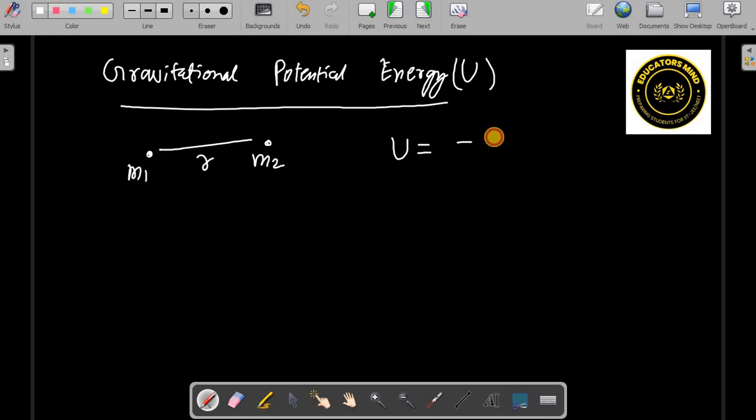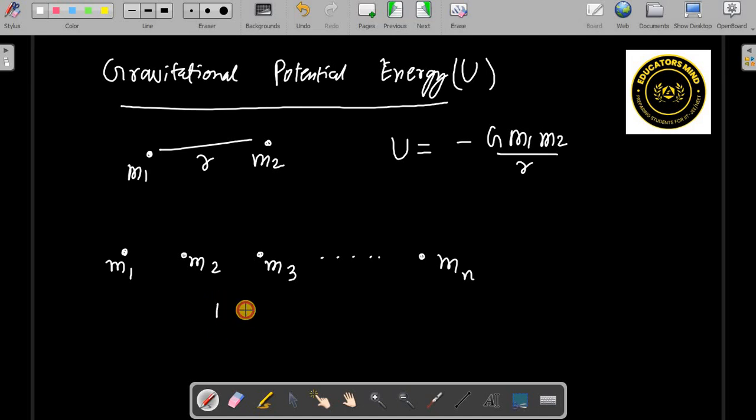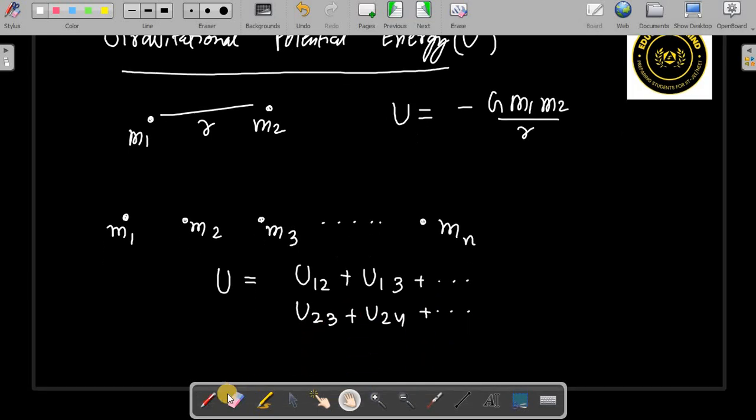Gravitational potential energy is minus G m1 m2 by r. For a system of particles where we have m1, m2, m3 up to mn, where n is the number of particles, the potential energy will be calculated as pairs 1-2, 1-3, then 2-3, 2-4. Here we are neglecting the self potential energy.